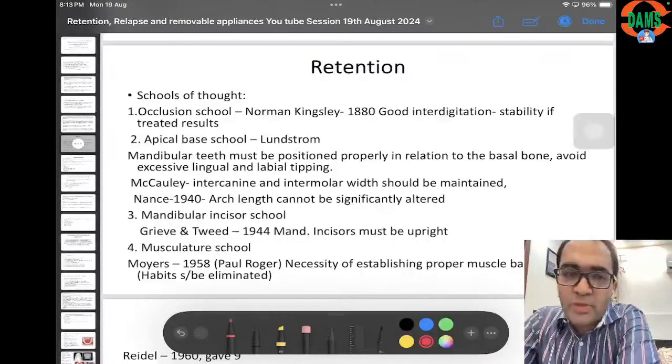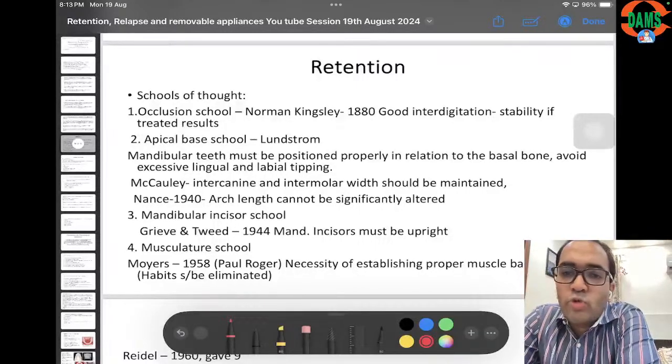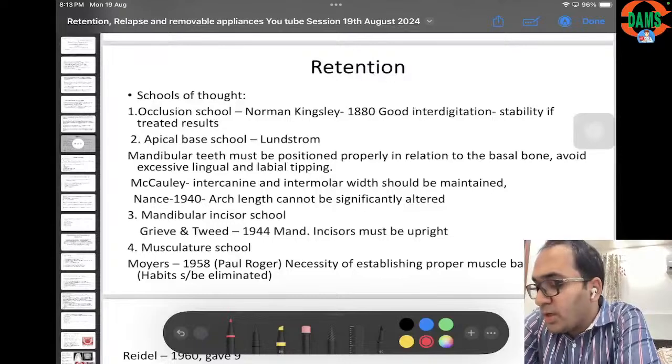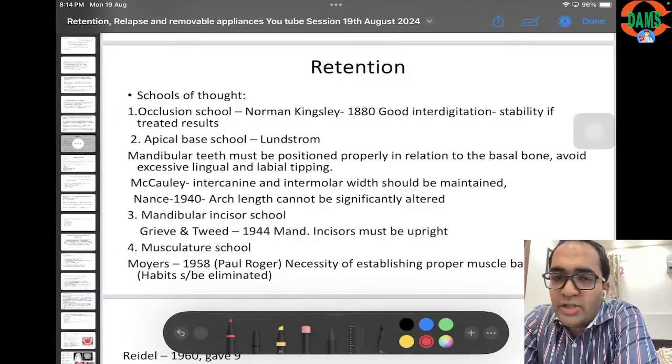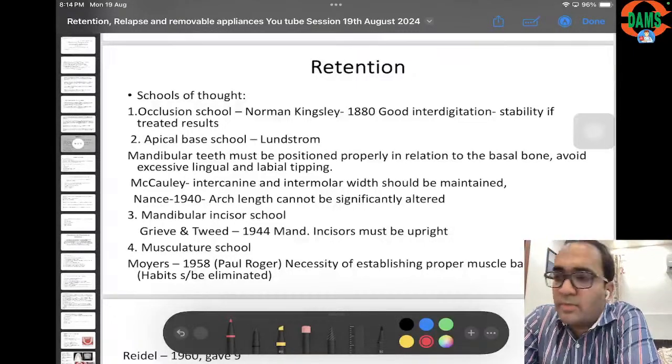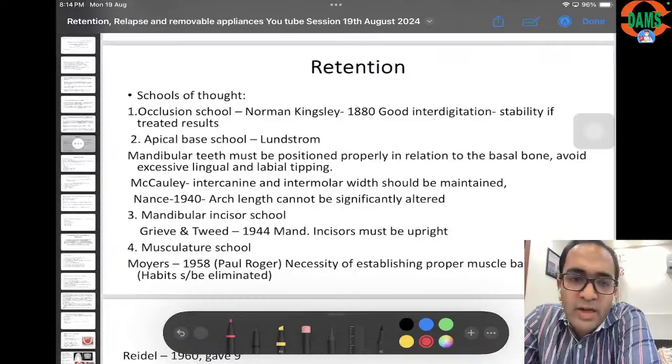Coming back to our topic, what are the different schools of thought for retention? First of all was the occlusal school, given by Norman Kingsley. He said that if after the orthodontic treatment there is a good interdigitation or maximum intercuspation, the results will be maximally stable. Next came the apical base school, given by Lundstrom.